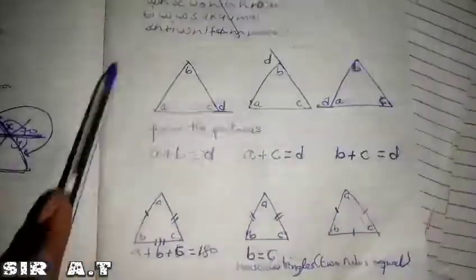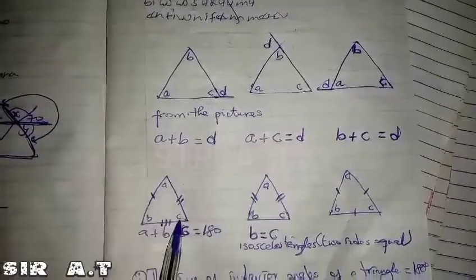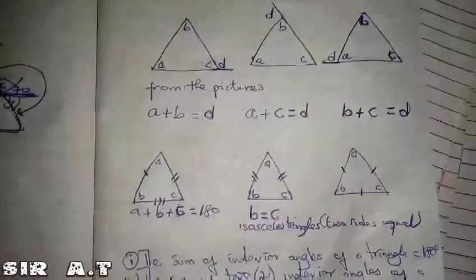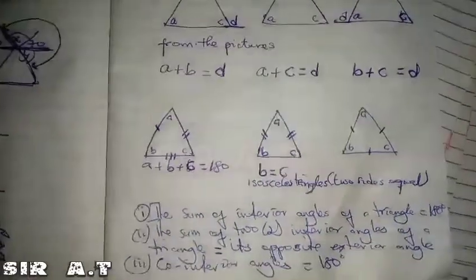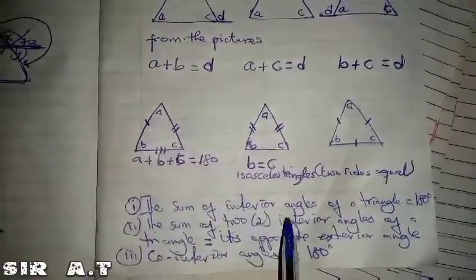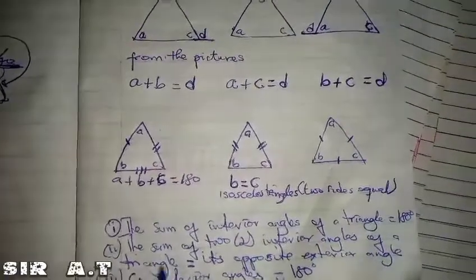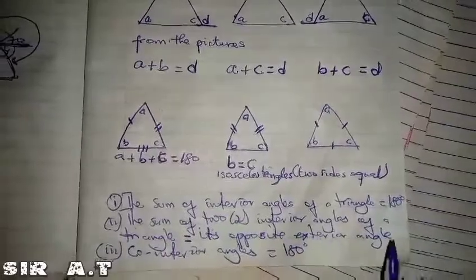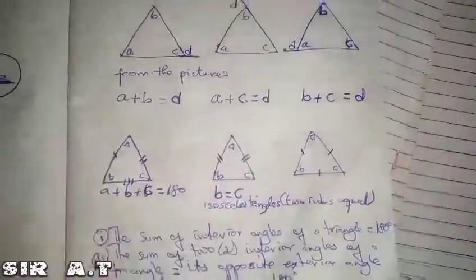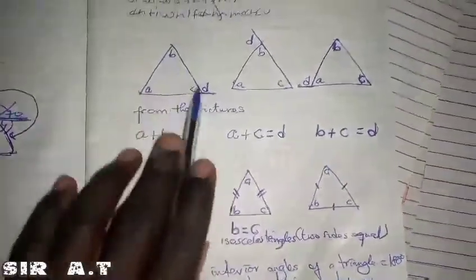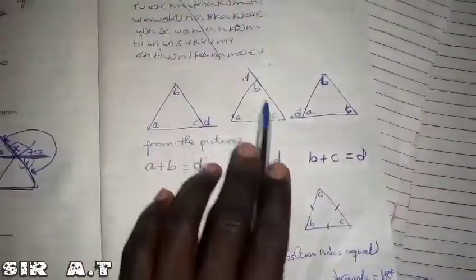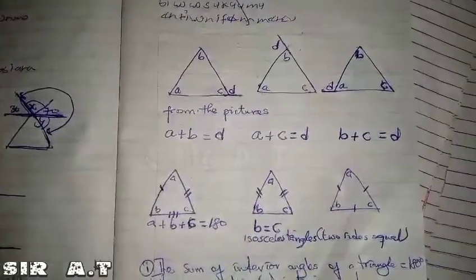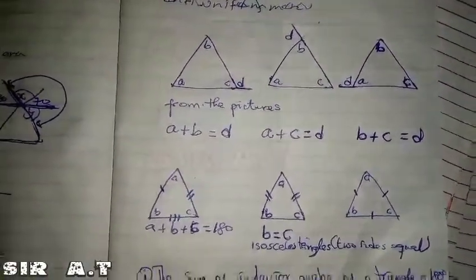So you put A plus B plus C, it should be equal to 180. And then the next one is the sum of two interior angles of a triangle is equal to its opposite exterior angle. So this plus that is equal to that, and then this plus this is equal to that. So they are the opposite exterior angles.